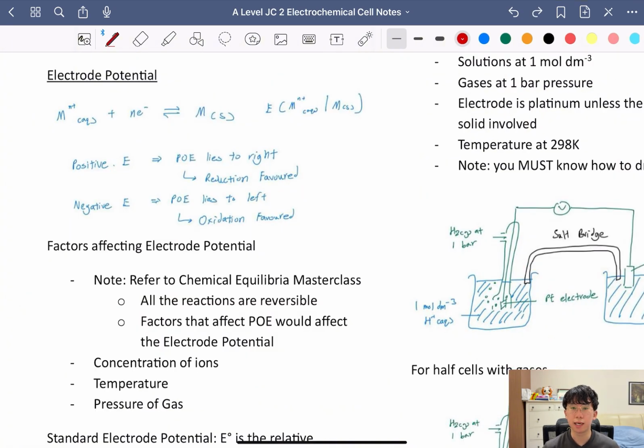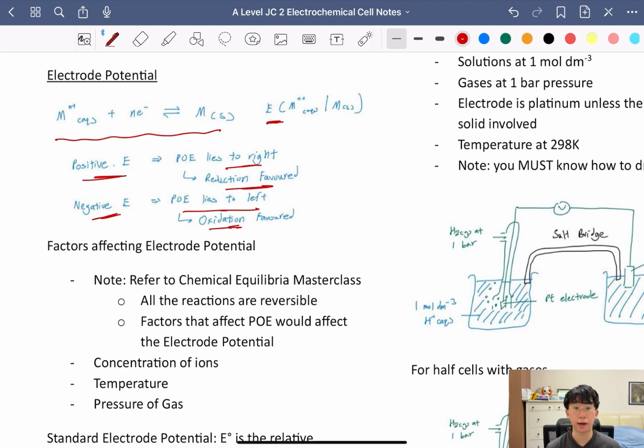Electrode potential is basically the E values for the half cell. Now, for a reaction like this, for example, Mn+ plus ne- giving M solid, this is actually a reversible reaction. In fact, all your electrochemical reactions tend to be reversible, and this E value would determine the position of equilibrium. So if you have a positive E, it means that the position of equilibrium lies to the right and reduction is favored. And if you have a negative E, the position of equilibrium lies to the left and oxidation is favored.